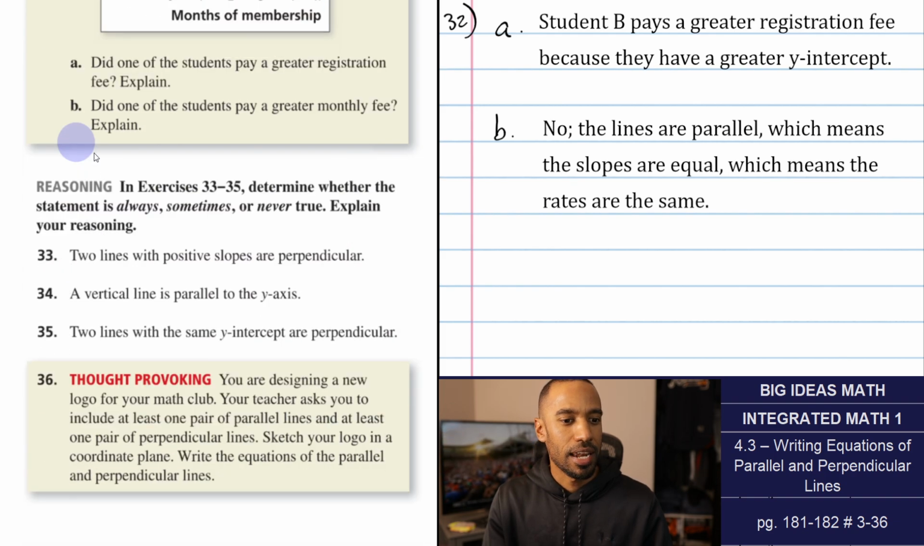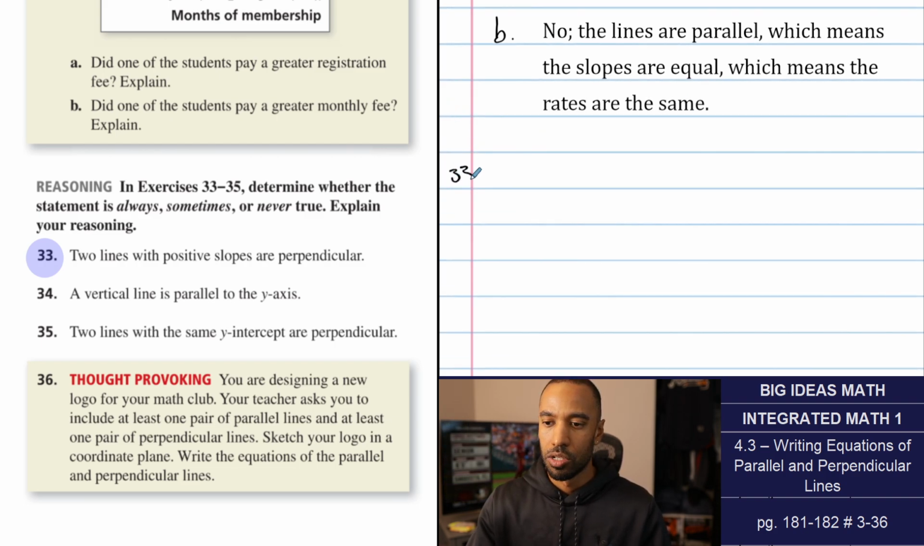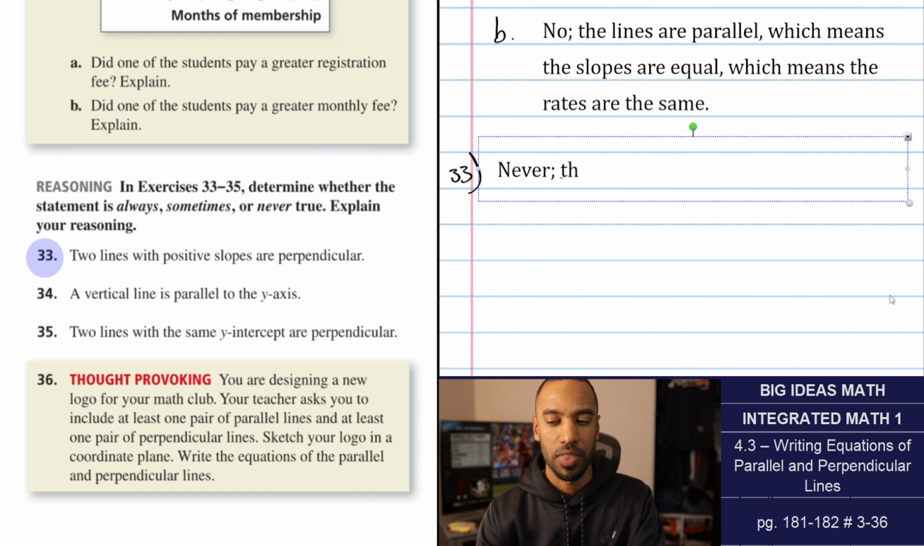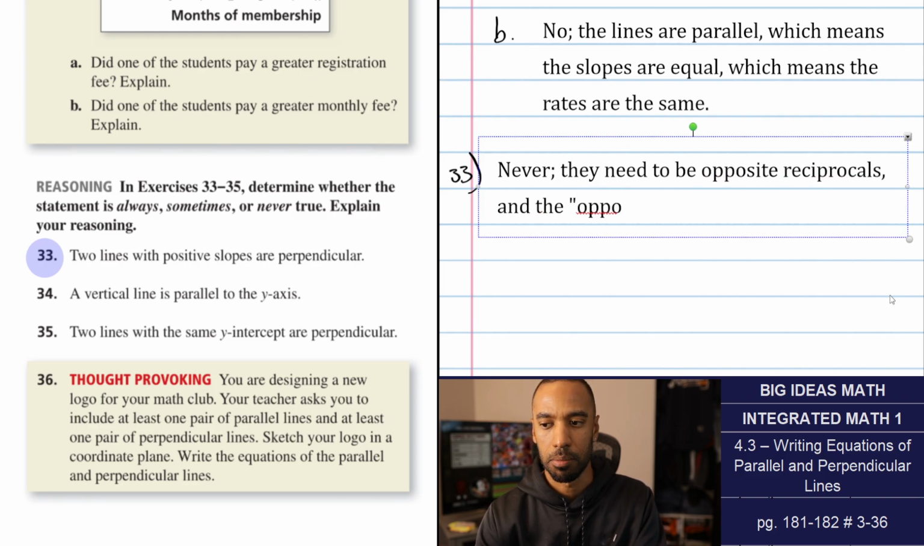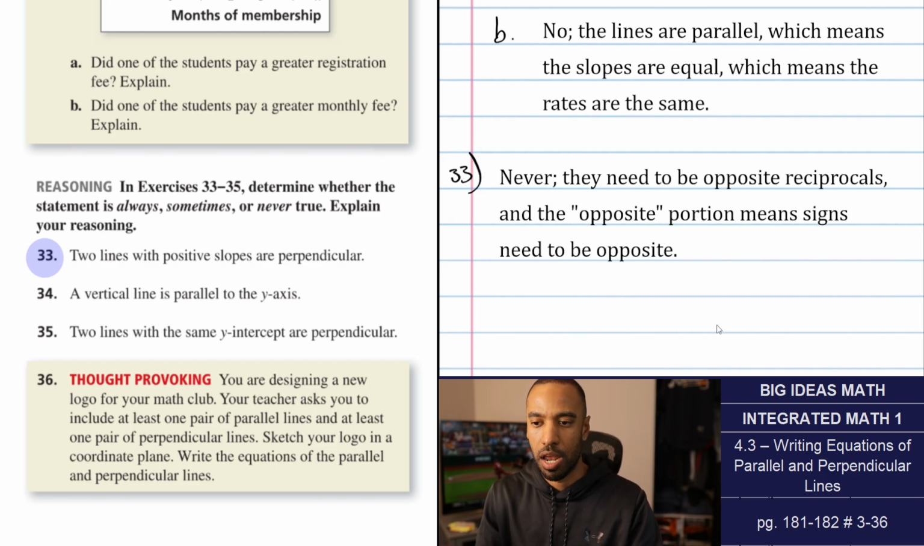All right, in exercises 33 to 35, determine whether the statement is always, sometimes, or never true. Explain your reasoning. Two lines with positive slopes are perpendicular. Well, that's a never true case. They need to be opposite reciprocals. And the opposite portion means signs need to be opposite. So both cannot be positive, both cannot be negative.